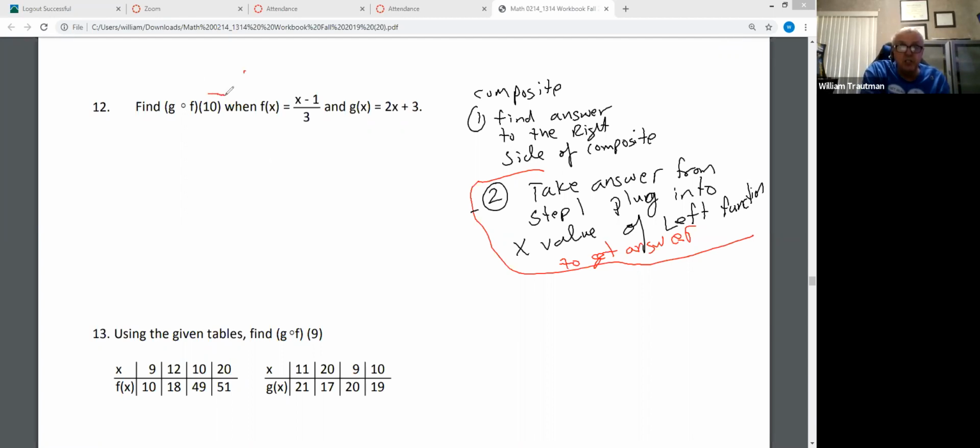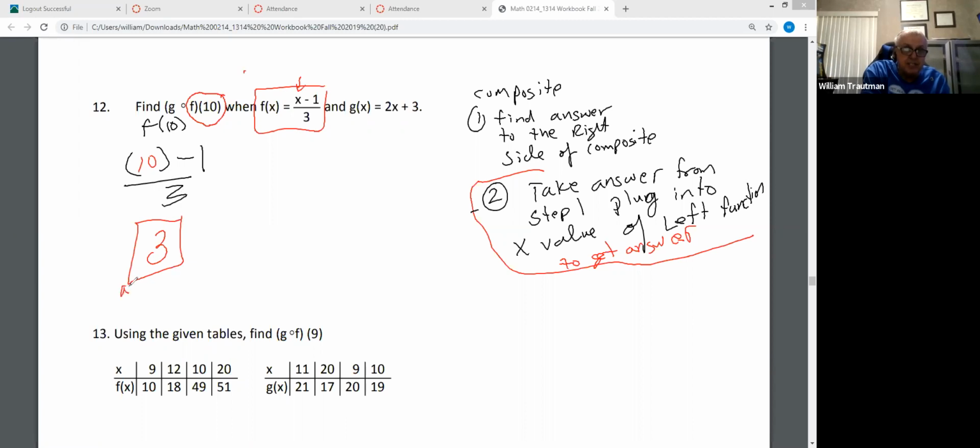So first thing you need to do is find this. And here's function f. Function f is x minus 1 divided by 3. Function f when we plug 10 into it. So we are going to plug 10 into the x value here. 10 minus 1 is 9. 9 divided by 3 is 3. That's the answer to step 1.